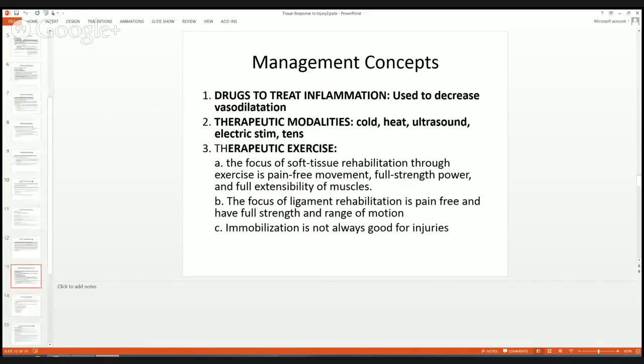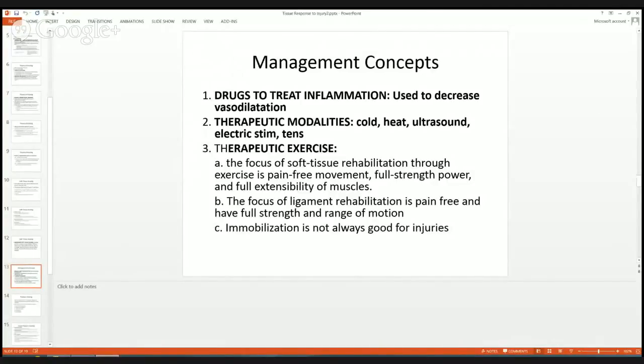Management. Drugs to treat inflammation, used to decrease vasodilation. You have therapeutic modalities, which is anything that promotes healing. It could be something as simple as a bag of ice, something as simple as your hand with massage, all the way to the lasers, the stim, the exercise machines, ultrasounds, TENS unit. And then you have therapeutic exercise. The focus is on soft tissue rehab through exercise in a pain-free movement. Full strength and power and full extensibility of muscles. The focus on the ligament is pain-free again and full strength and range of motion.